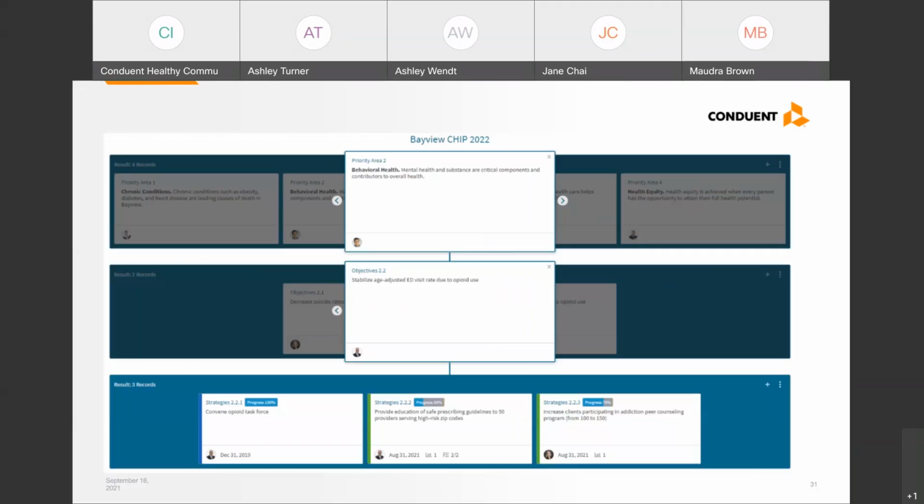This actually mirrors the behavioral health example that Madra showed earlier. As you can see, this type of view allows you to quickly understand the elements of your plan, from priority area to objectives and strategies. You can easily scroll through to see strategies and objectives in other priority areas as well. You might be seeing the small photo in the bottom left corner of each box. Those are the assigned owners for each element of the plan, and we like the fact that you can easily identify who is responsible for that element.